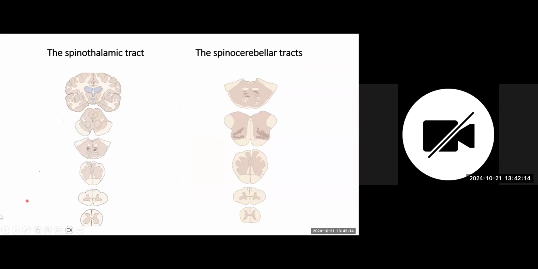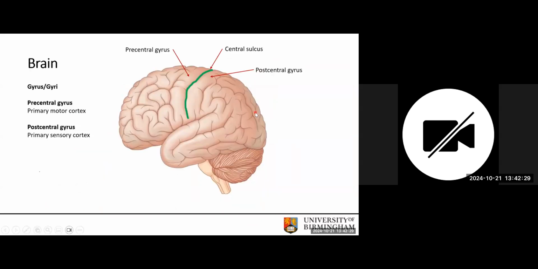And here I'm leaving these two images. So later on you can take a screenshot, for example, and you can look at how they ascend. What is the difference with the spinocerebellar? That this one only has two neurons, for example.